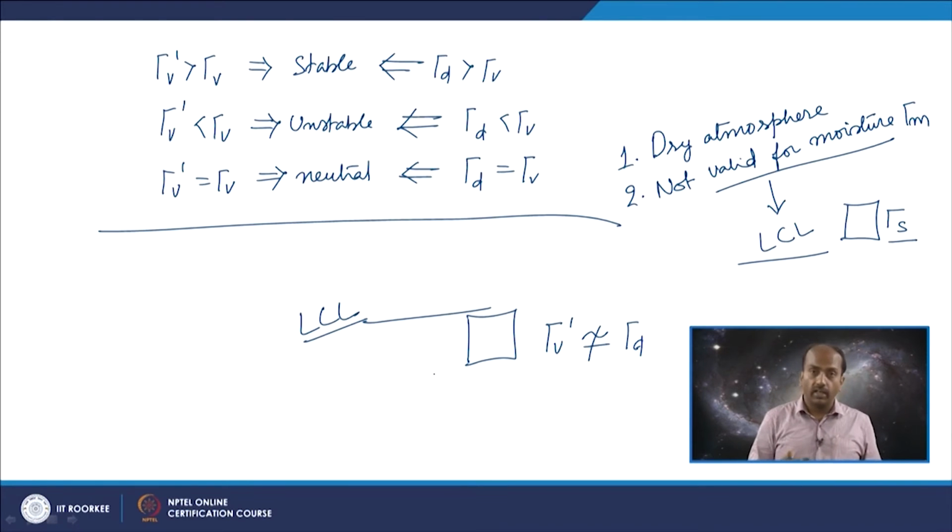But if it reaches the lifting condensation level, the mixing ratio will decrease as you increase the height. Why does it happen? Because of the formation of water droplets, the moisture content available in the air parcel will decrease because it has led to the formation of droplets. Now, in that situation, let us see how it works out.